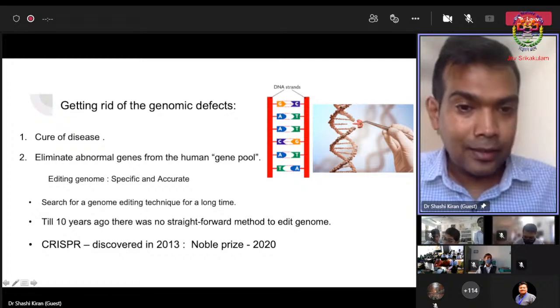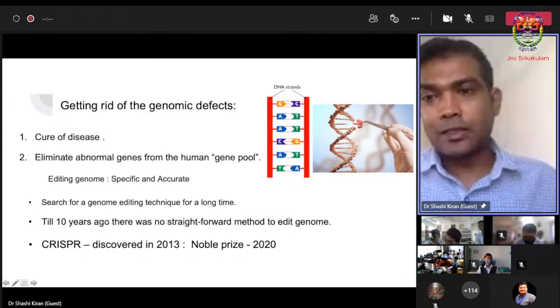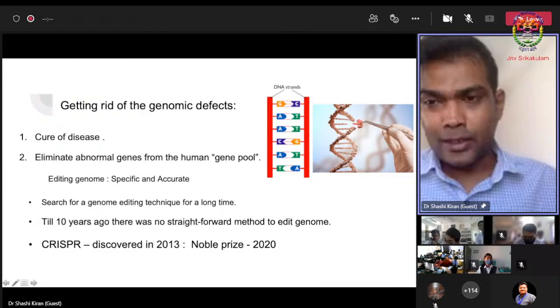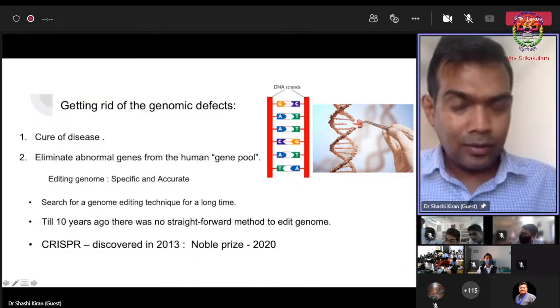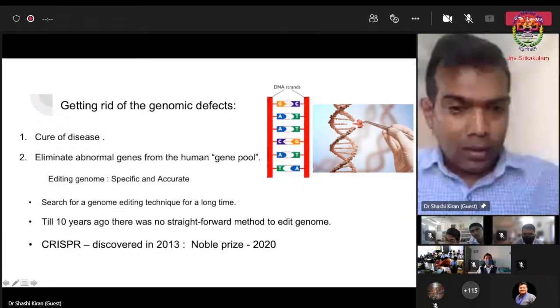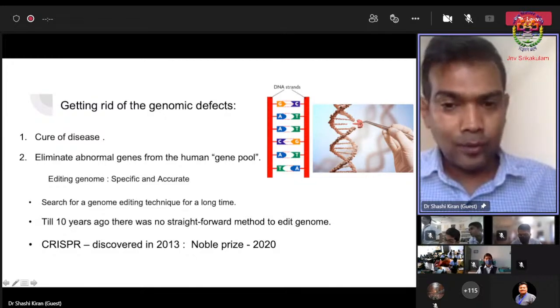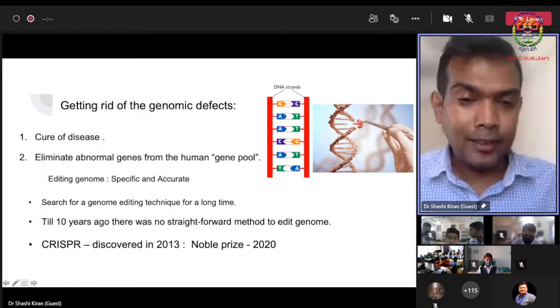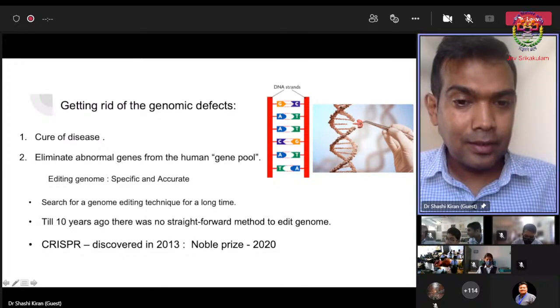And why I said that we are lucky is because only 10 years ago, a technique came where we could do this. Precisely, we could remove a faulty base and replace it with the correct base. The technique was known as CRISPR. I am sure many of you would have heard about it, because it was discovered recently, like 10 years back, and last year it got the Nobel Prize. It made such a tremendous impact on the life sciences that this discovery got the Nobel Prize within 6 or 7 years of its discovery.